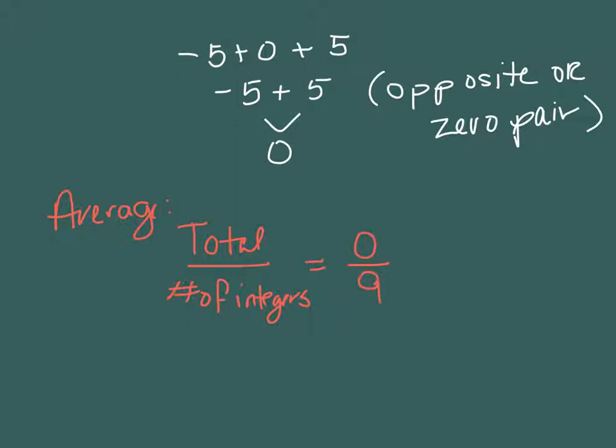When you divide 0 by any number, it's always going to be 0. Remember, if you have 0 cookies between 9 friends, all 9 of your friends get 0 cookies. That's what we need to think about. And there we go. That right there is your answer. You can put 0 average.